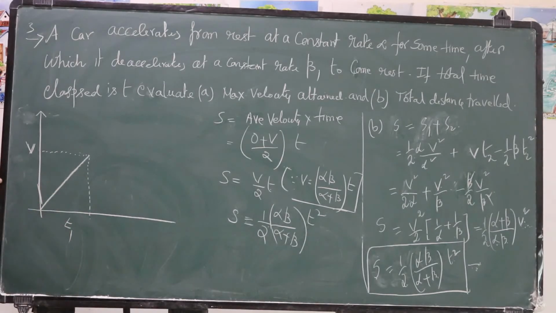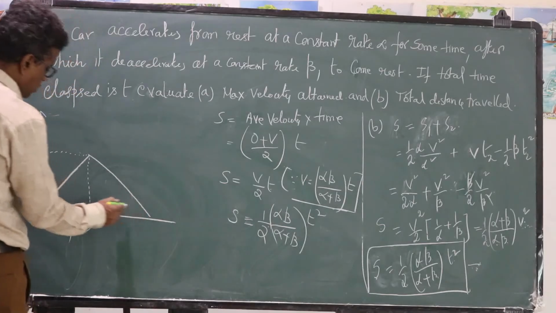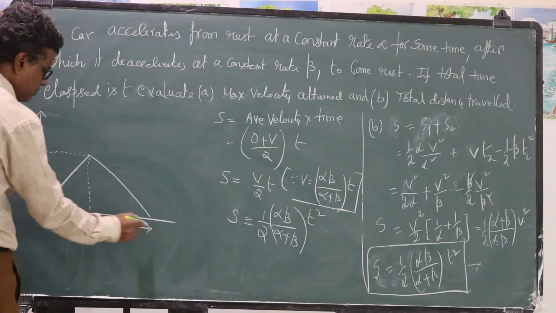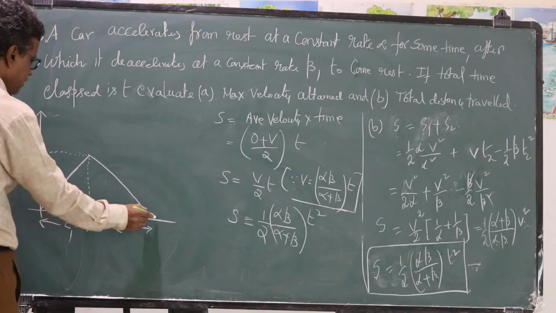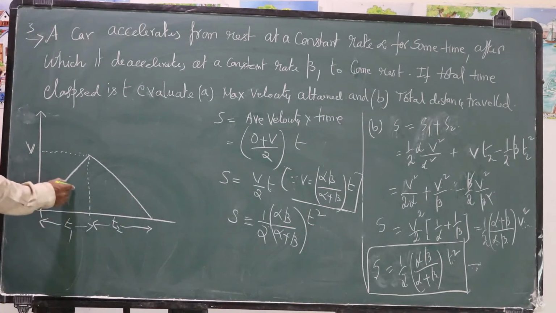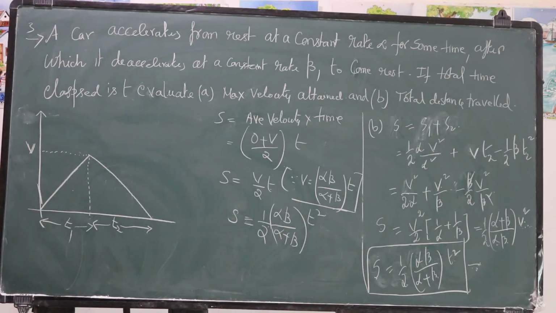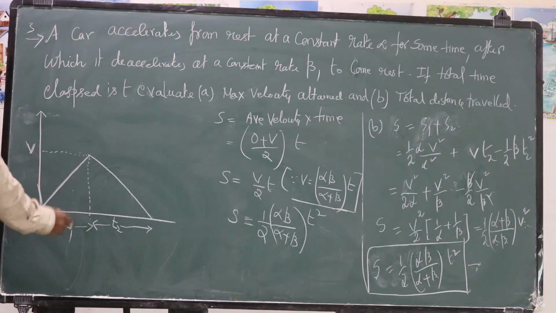How much time? t1 seconds. Then it starts deaccelerating. That is, it has a negative slope. That is t2 seconds. So this deacceleration is beta. So this acceleration is alpha. Here the deacceleration is beta. So this is the graph. This is the uniform speed graph. Positive slope, the vt graph, alpha, and negative slope. That is, it shows deacceleration.